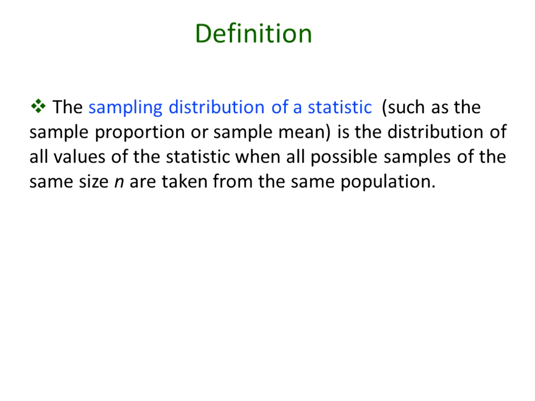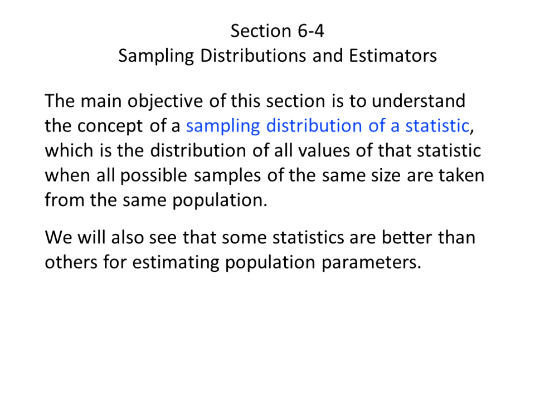Okay, so we are now going to go into something called sampling distributions and estimators. The main objective in this section is to understand the concept of a sampling distribution of a statistic. Now the sampling distribution is a distribution of all values of that statistic when all possible samples of the same size are taken from the same population.